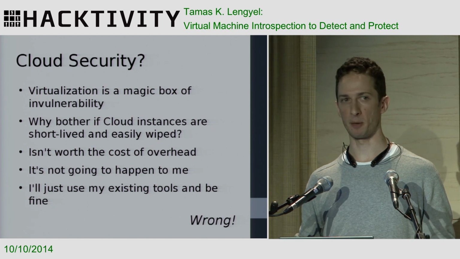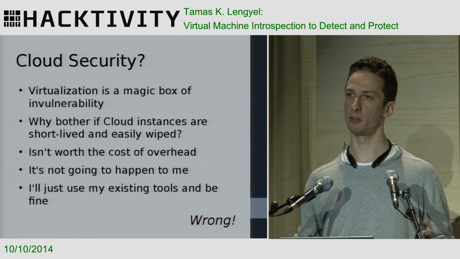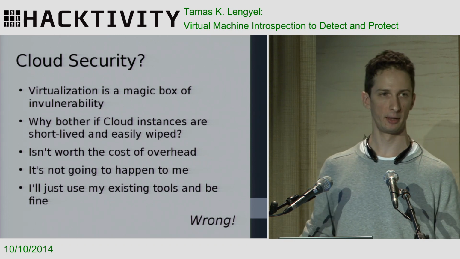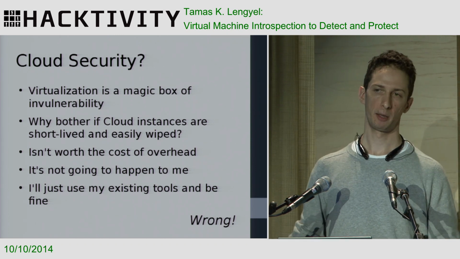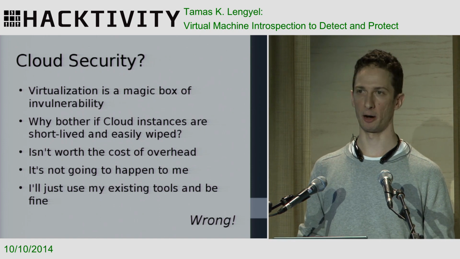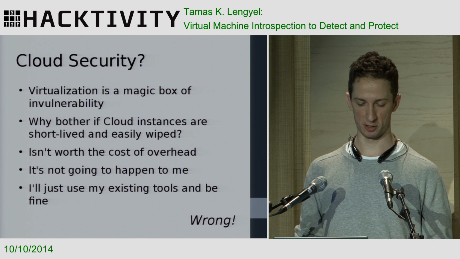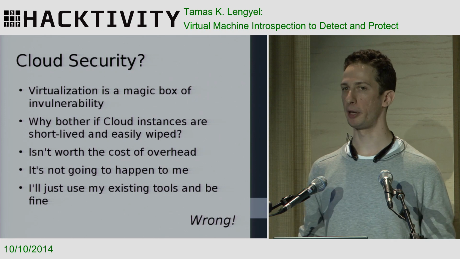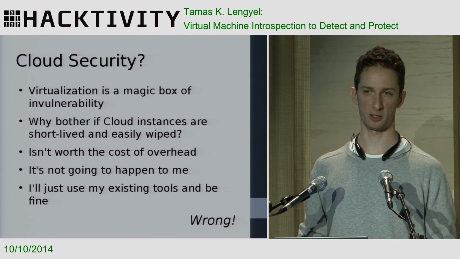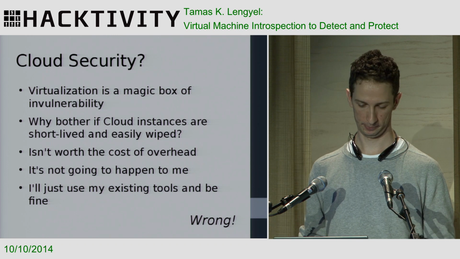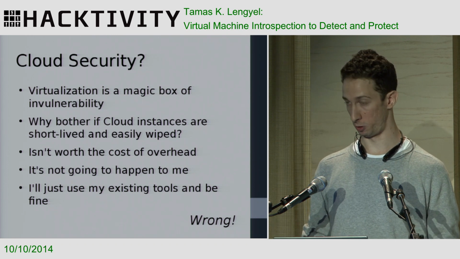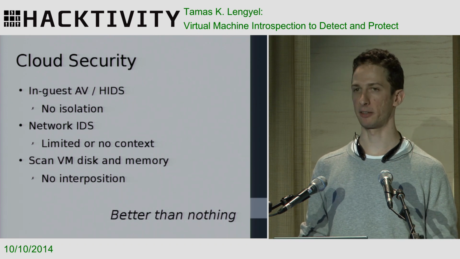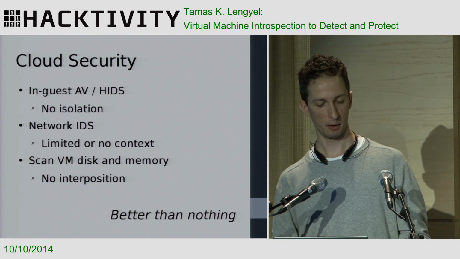Also, if you have a base AMI in your Amazon instance and most of your instances are running for a short period, two weeks, and then you wipe it, why would you worry about whatever breaks in there? It will be wiped next time, maybe in an hour, maybe in 2 days, so risk is low. It's not really worth the cost of overhead, or it's just simply not going to happen to me, or you would think that you can use your existing tools and it will just work. And these assumptions are unfortunately wrong, but with your existing tools you might get some benefits, but it's not perfect.